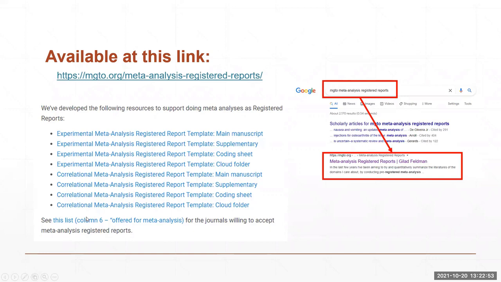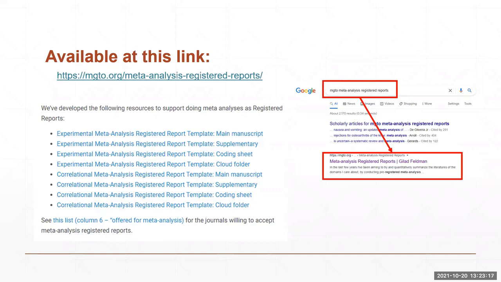And below these links, you will also find a Google Sheet where you have all the journals that accept meta-analysis in the format of registered reports, because a lot of journals don't accept registered reports. So look carefully at this list, because a lot of journals don't accept it.